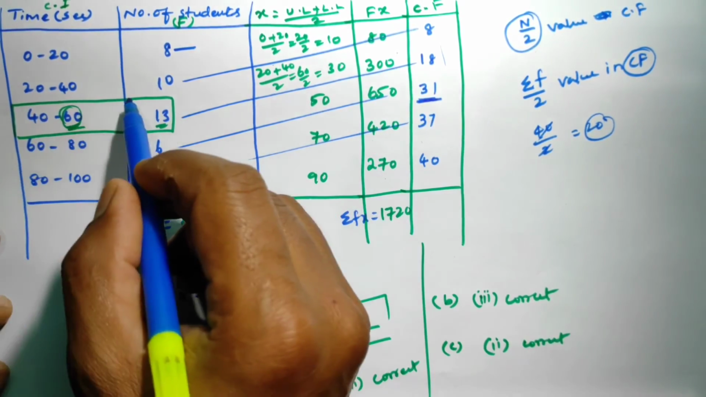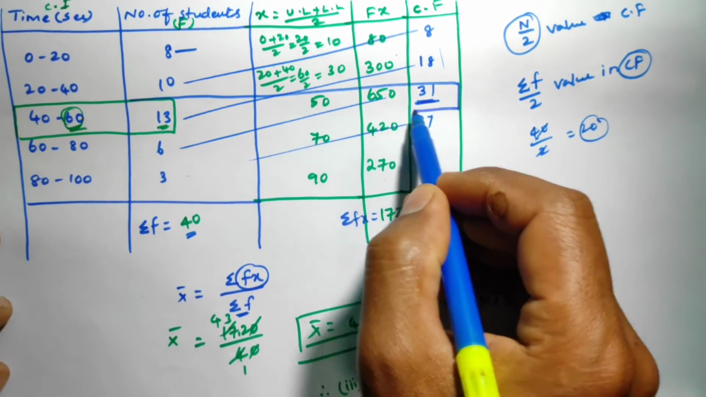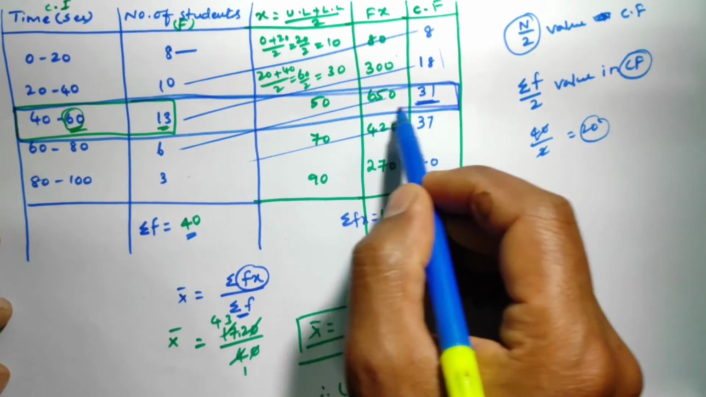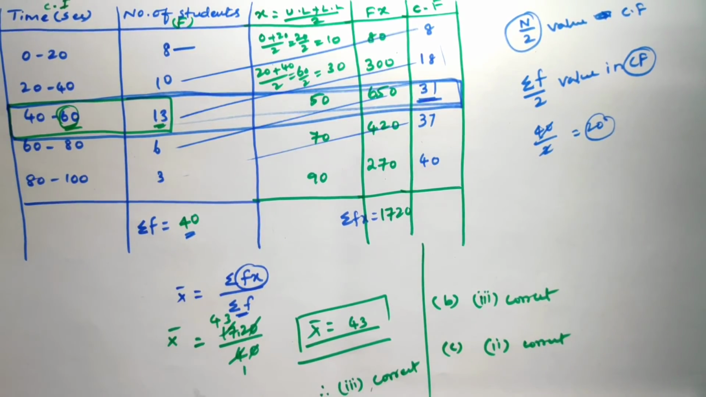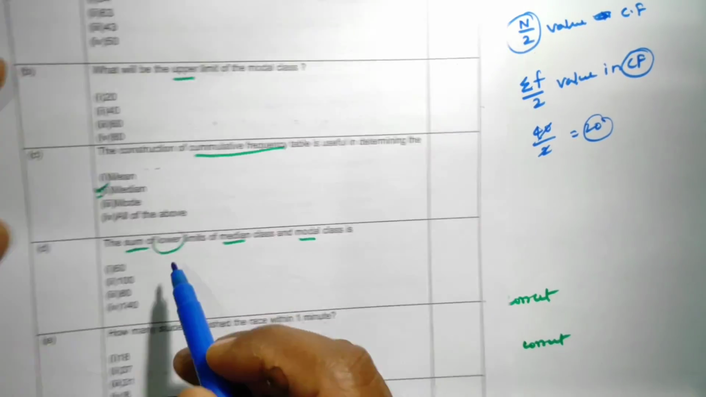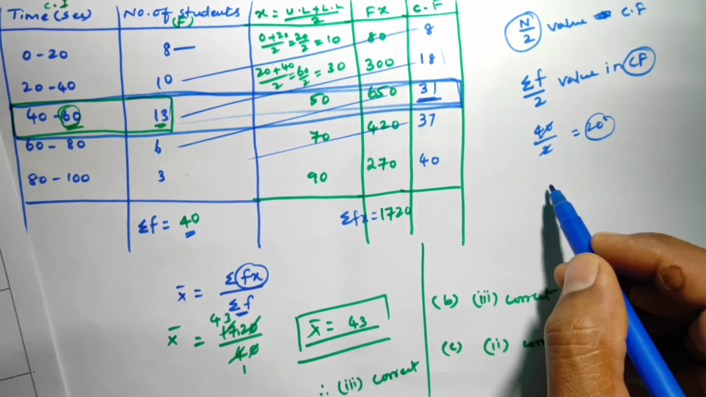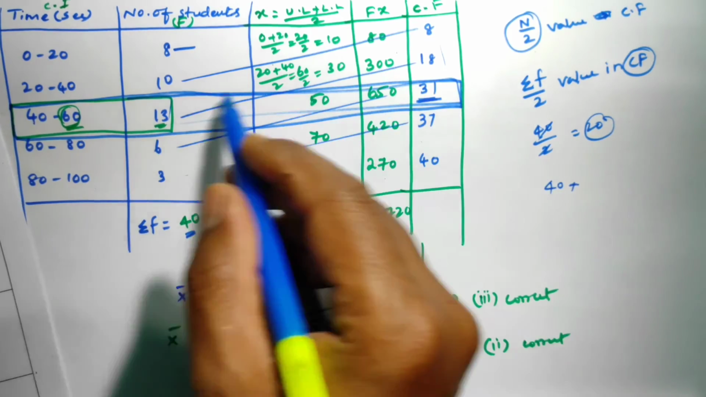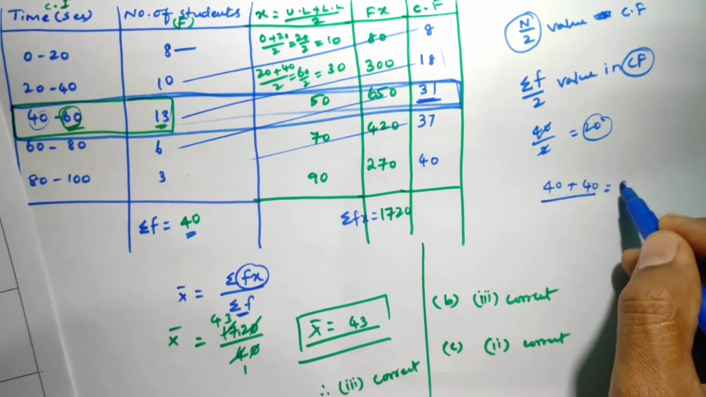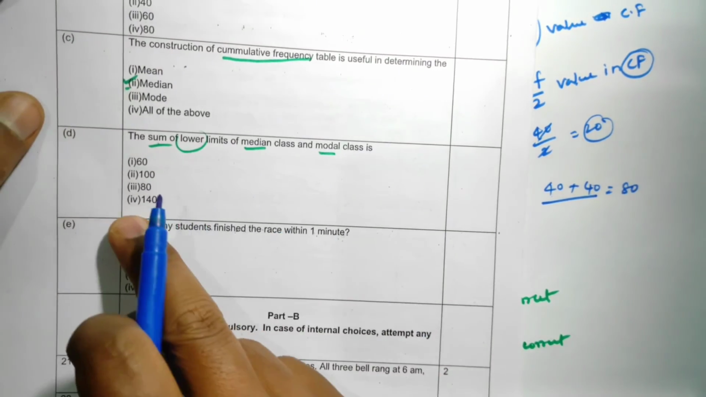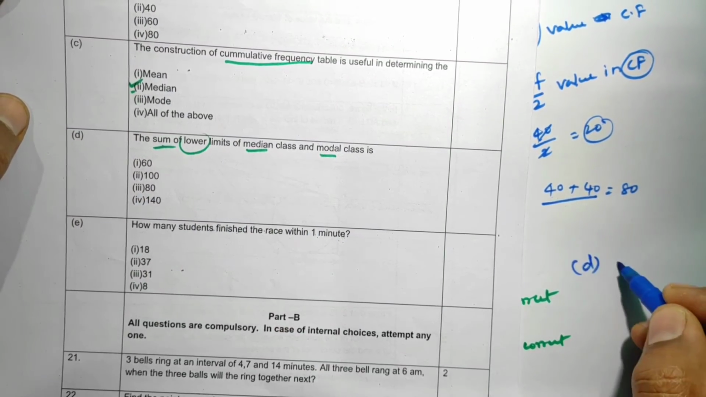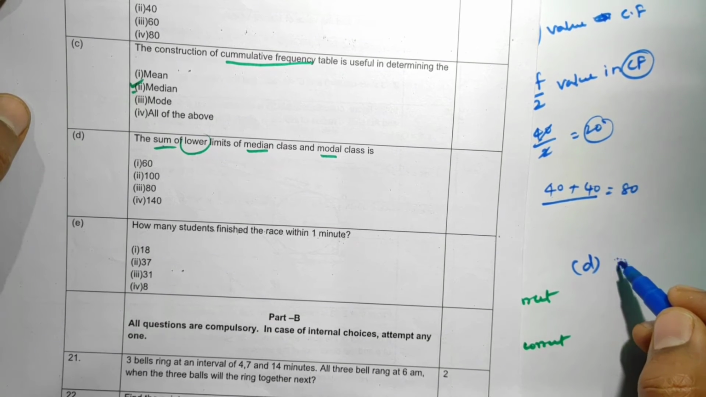So let's draw here. The modal class and the median class both are the same. Now in this they are asking for the sum of their lower limits. See, the modal class lower limit is 40. The median class is the same, its lower limit is 40. When we add them, 80. So 80 is option number 3. So for D, option number 3 is correct.